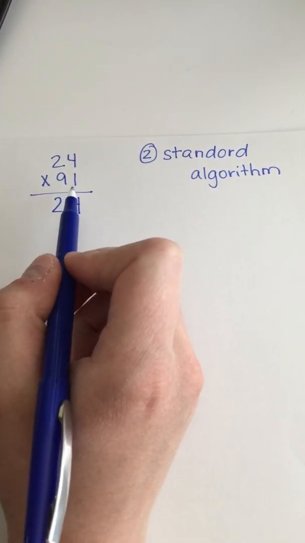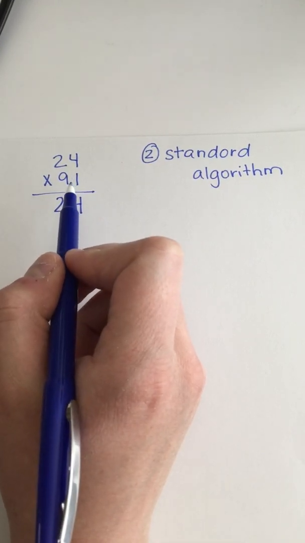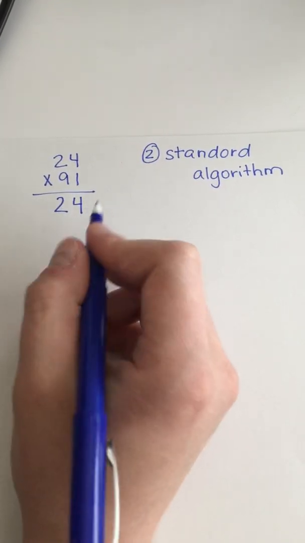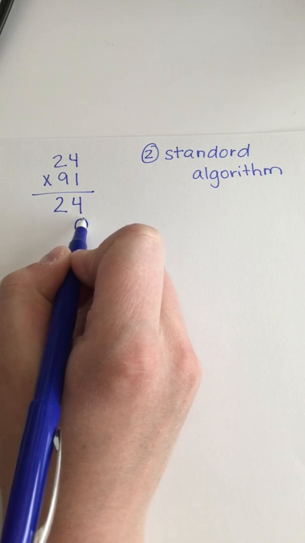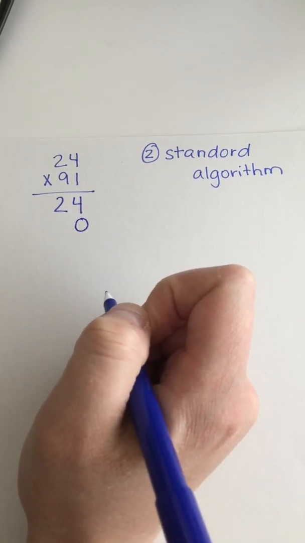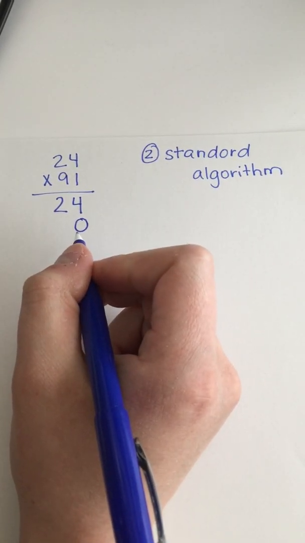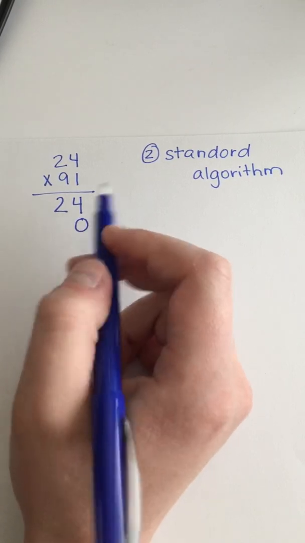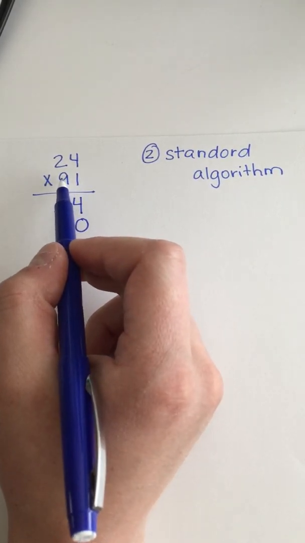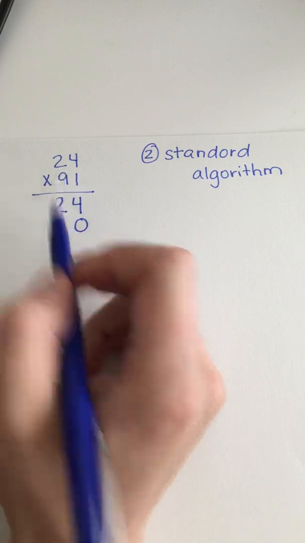Now we have not multiplied this 9 in the tens by anything yet. So we're going to put what's called a placeholder 0, and reminder, we have done this before. Just a reminder, we always put that 0 there. Then we're going to start multiplying by the 9. So we're going to multiply this 9 by the 4 and the 2.